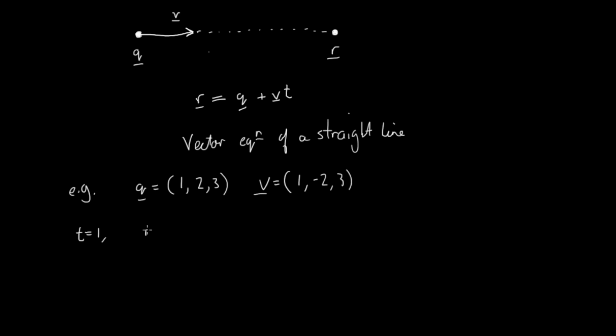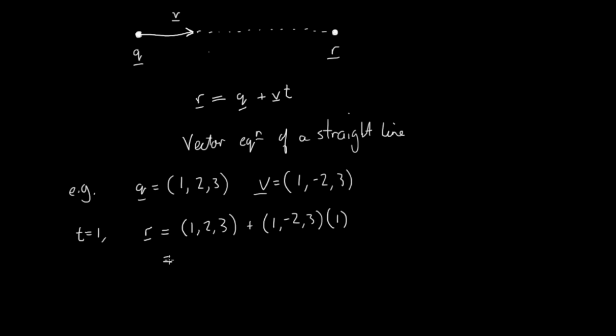So if we use our vector equation of a straight line, we have the position Q, which is 1, 2 and 3, plus the velocity vector 1, minus 2 and 3. That's multiplied by time, which is going to be 1. So it's going to be quite an easy calculation, this one.